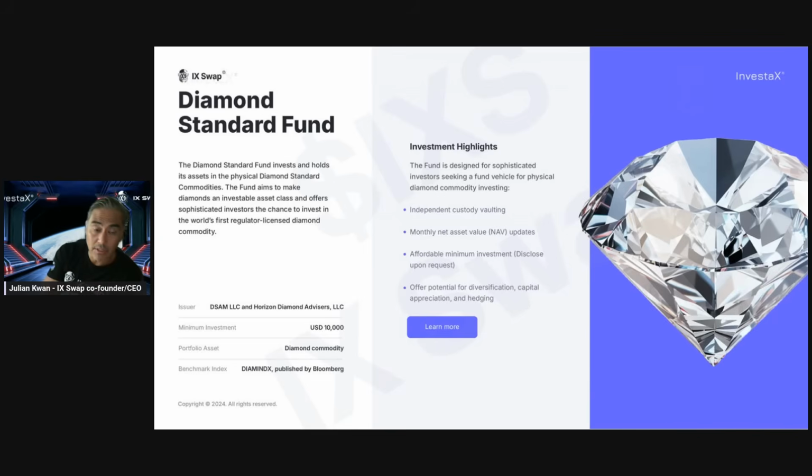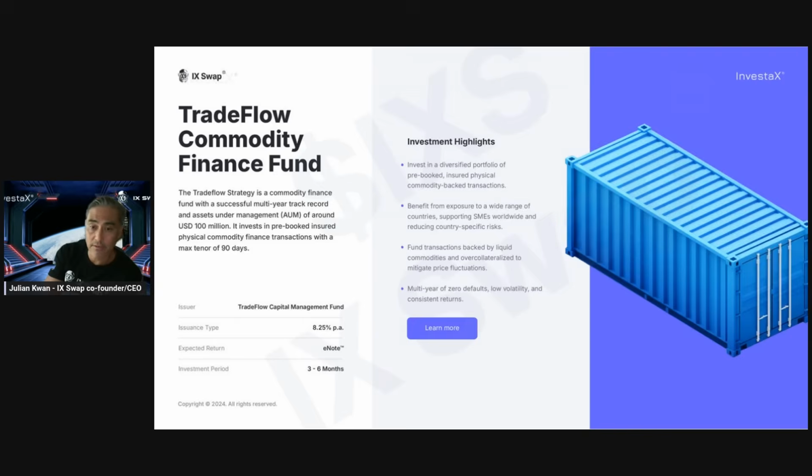People tokenize a diamond, a fund full of diamonds, right? So you basically buy a share of diamonds. TradeFlow, a good group that we work with, they fund commodity purchases, right? So physical commodity finance. What does that mean?